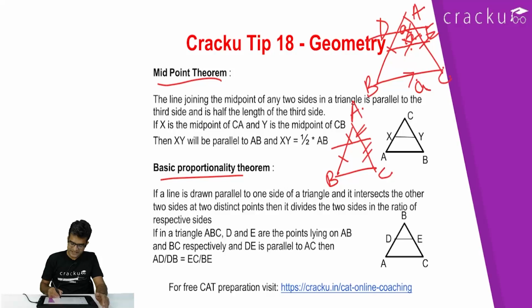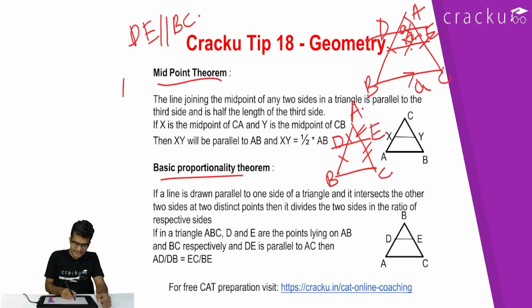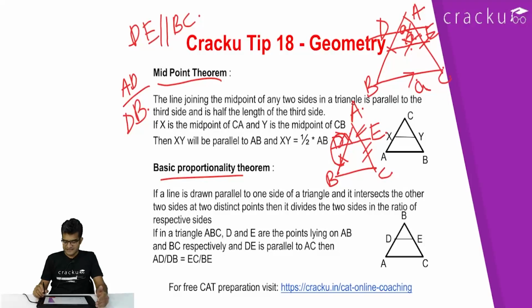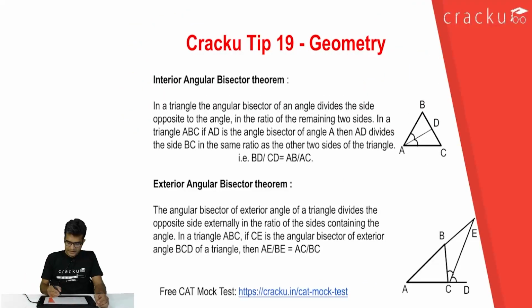That is, if this is A and if this is D and this is E, if you are told that DE is parallel to BC, then it would imply that AD divided by DB, this is the ratio in which the parallel line intersects the line AB, is equal to AE divided by EC. This is the basic proportionality theorem. This is just an extension of the midpoint theorem. Let us now look at the next slide. Interior angle bisector theorem is also a fairly important theorem.